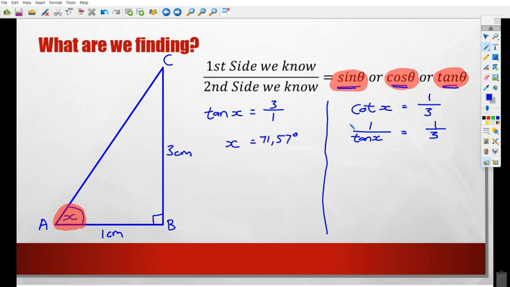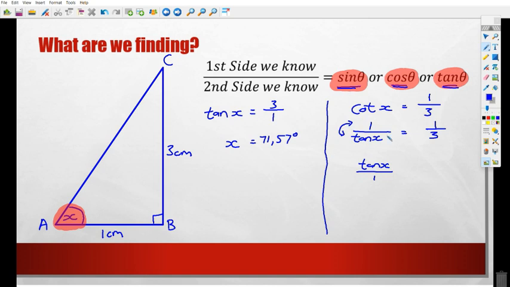Right, I'm just going to flip this fraction. If I flip this, what are you going to get? You're going to get tan x over 1, which is just tan of x. So I just flipped it. Let me show you: I took the 1 to the bottom, I took tan of x to the top.